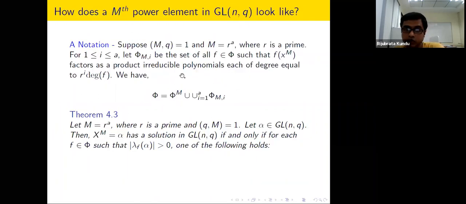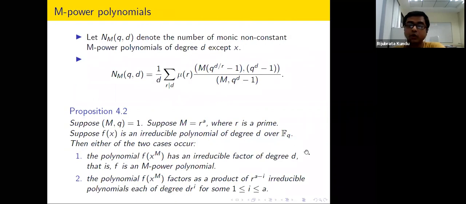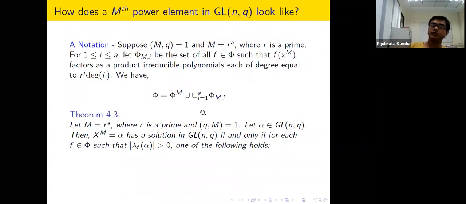So now, in regard to this proposition, Φ is basically a disjoint union of these sets. So Φ^m is the set of all m-power polynomials. This is the first case that can happen. Or else f can be in some Φ_{m,i}, because it will factor as a product of irreducible factors each of degree d times r to the power i, right? So this is really a disjoint union.